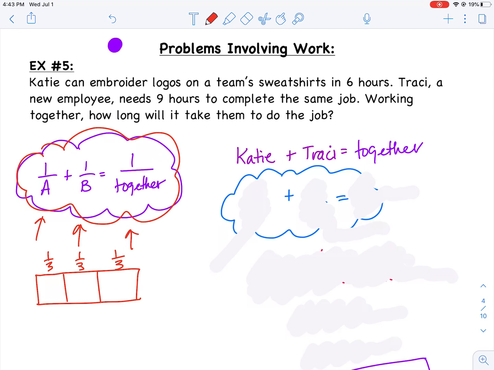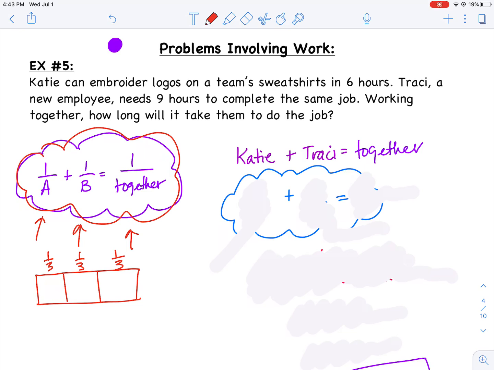Let me show you an example. Example number 5 says that Katie can embroider logos on a team's sweatshirt in 6 hours. Tracy, a new employee, needs 9 hours to complete the same job. But working together, how long will it take them to do the job? Well, let's think about the formula. Let's think about Tracy doing it by herself, and Katie doing it by herself. But if they work together, how long will it take them to do the job?